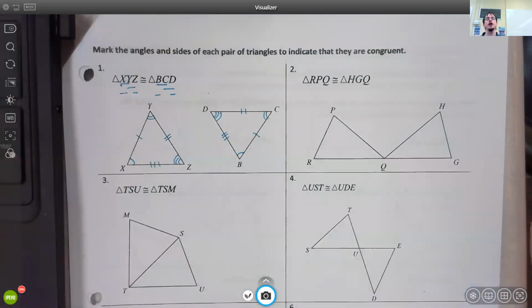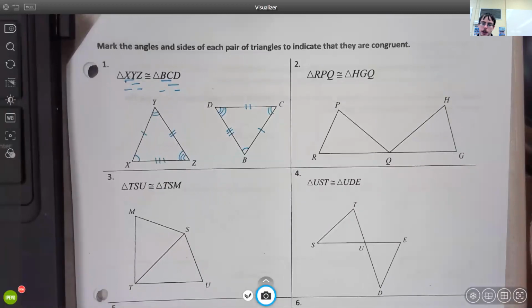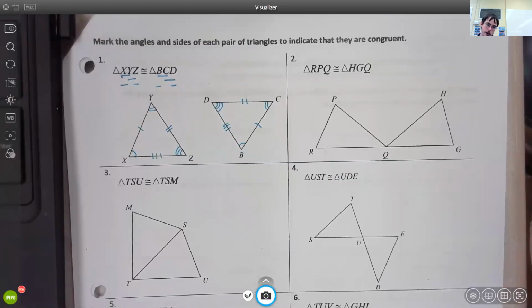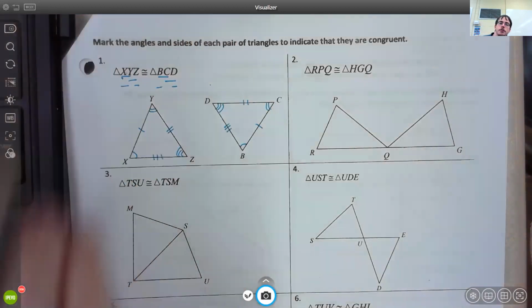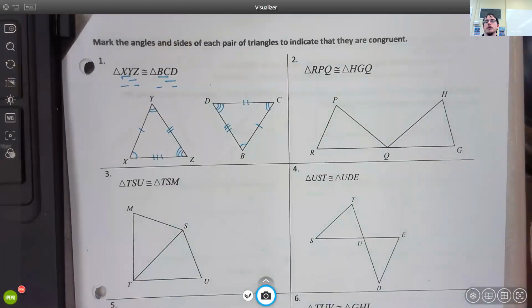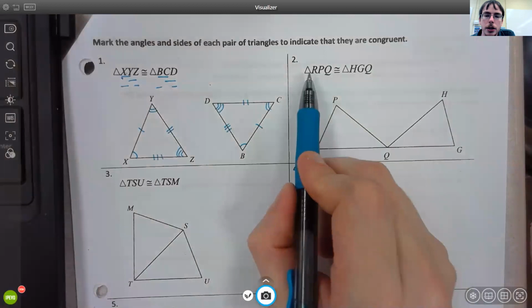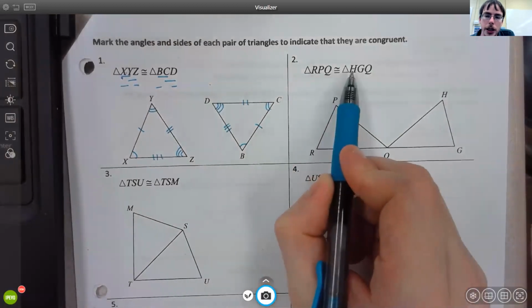Okay. Now, I'm not going to actually go through all 8 of these. I'm going to go through the first 4. The rest of them should be fairly straightforward, and I'm not going to cover them in this video. If you would like to see what the diagram should be marked as, you can see the answer key or the completed set of notes along with the video. All right, number 2, we have triangle RPQ is congruent to triangle HGQ.